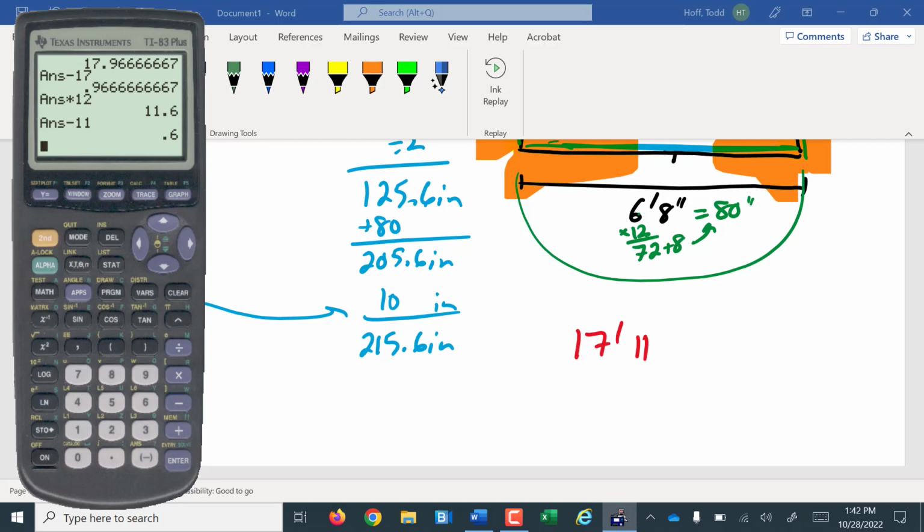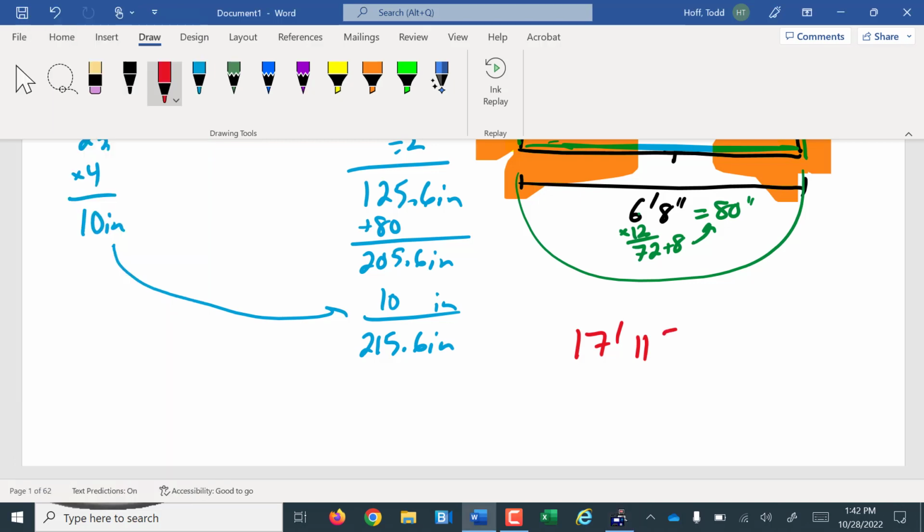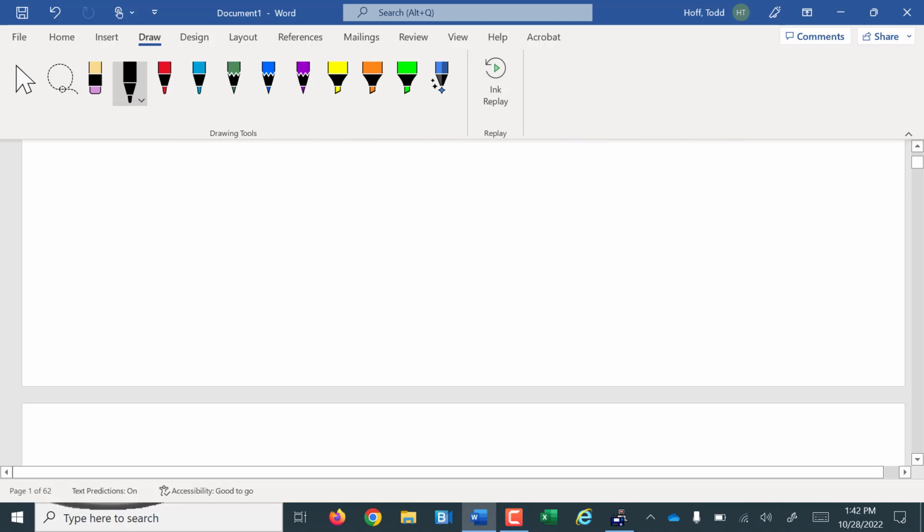Now it's not divide, but multiply by 16. To see how many sixteenths. 9.6, which is 10 sixteenths, or 5/8 inches. So that'll be 17 feet, 11 and 5/8 inches. That one, yeah, takes some effort.